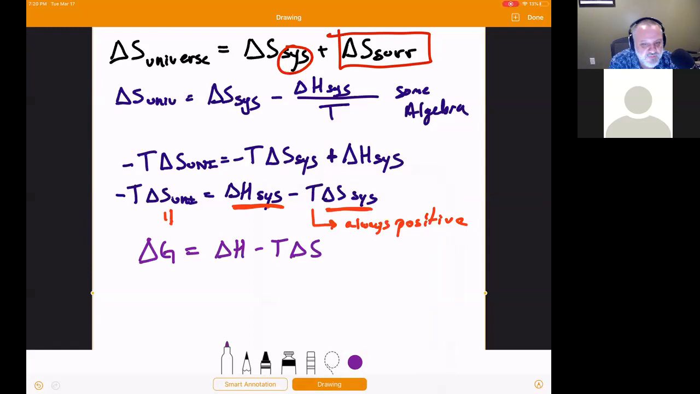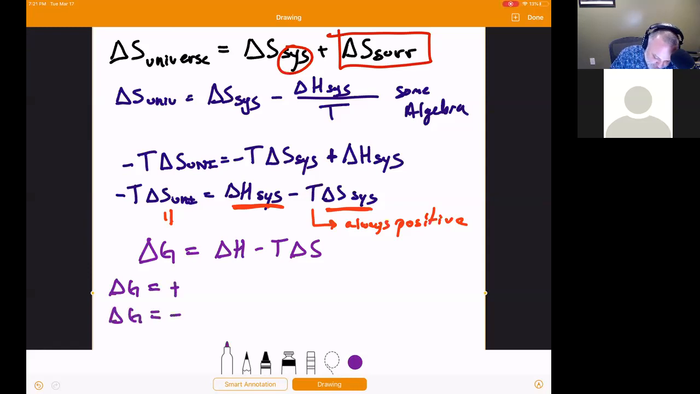And I've gotten rid of the subscript system because now I really am talking about the change in free energy of the system, right? If the free energy change of the system is equal to delta H of the system minus T delta S of the system, then I really know whether or not the process is spontaneous. Well, let's just examine real quick. What if delta G is positive? What does that mean?